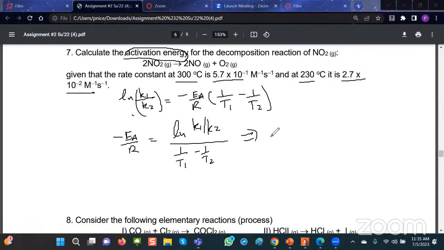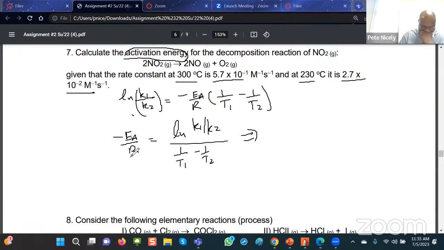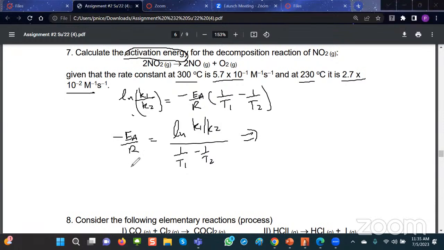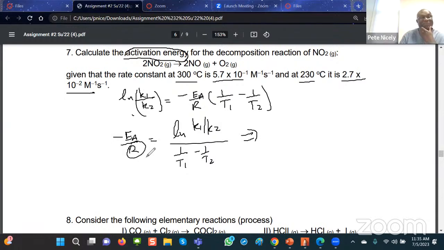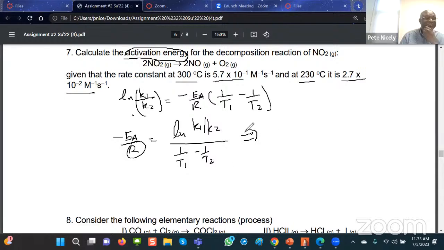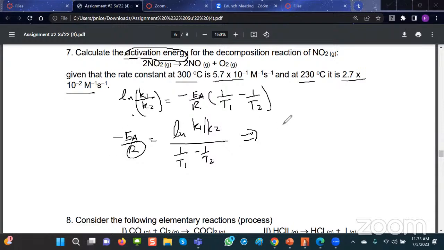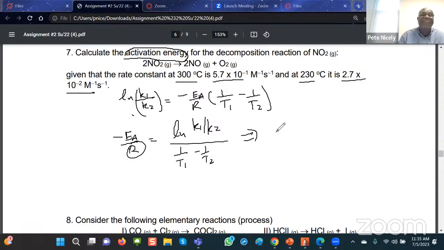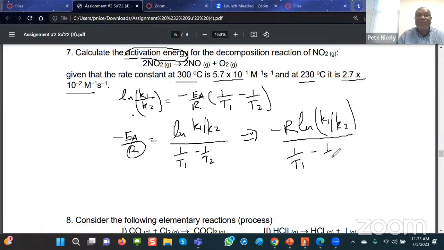Plug in the values. Well, first you need to change the Celsius to Kelvin. Well, that too, but what I would do also is make sure the R gets over here. So how would you get rid of the R on the left side? Oh, I'm sorry, you would multiply R on both sides. And not only that, but I'll also multiply by negative R on both sides because you want to get rid of the negative sign. Right, so multiply by negative R on both sides, and you get minus R ln K1 over K2 divided by 1 over T1 minus 1 over T2.